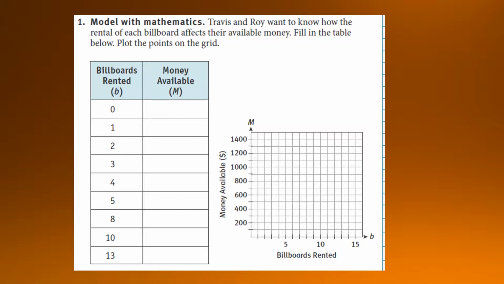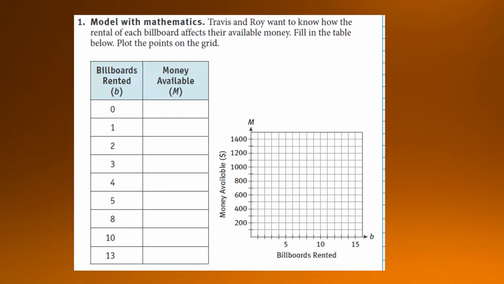All right, so as usual, I'm going to encourage you to please do this on your own. Pause me, do it on your own, and then listen and see if there's anything you want to adjust. If you just take down a dictation, first of all, it's going to be too boring. And secondly, you're not going to be thinking deeply enough about this so that you can really do it by yourself. So the best thing to do is try to be as independent as possible from the get-go. So see if you can fill this in. Travis and Roy want to know how the rental of each billboard affects their available money. Fill in the table below and plot the points on the grid. So go ahead, do it by yourself.